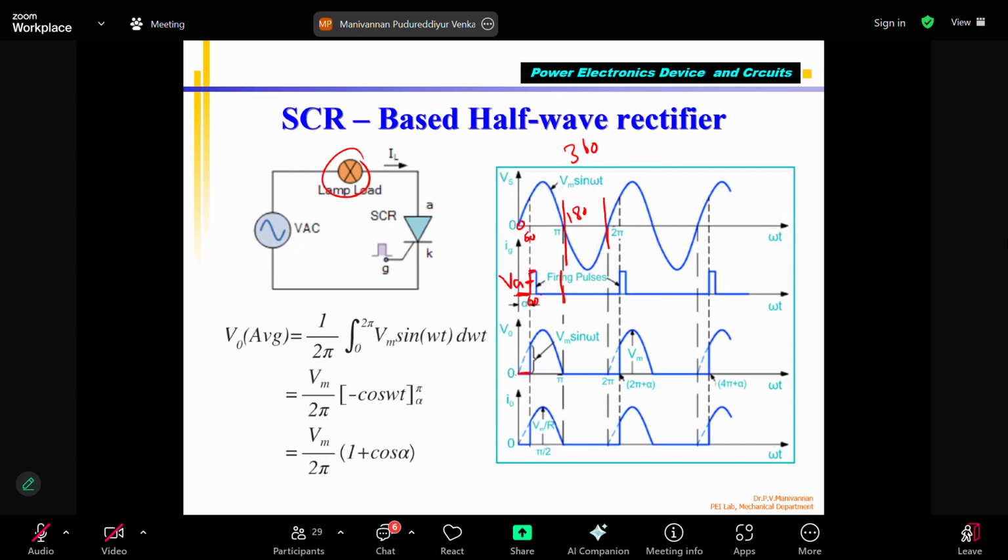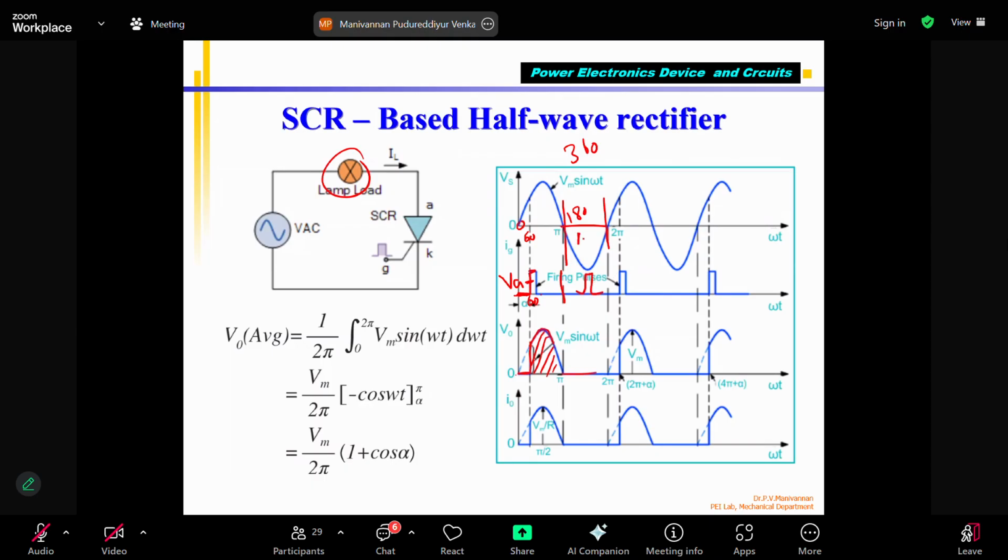In this case, you can see that the SCR immediately starts conducting, correct? So the current is flowing. This is the positive half cycle. And in the negative half cycle, we are not given any gate pulse. Even if you give a gate pulse, will it work?